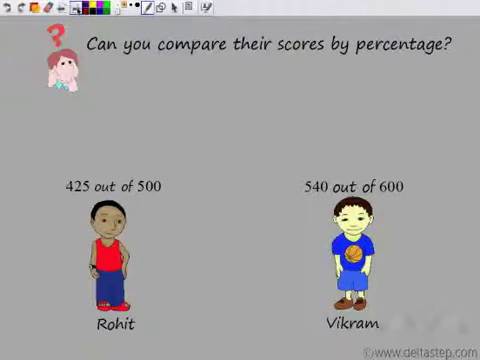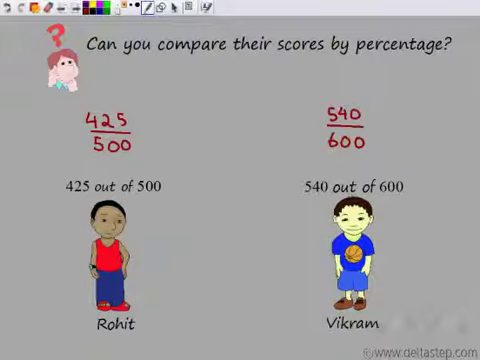By percentage we mean per 100, how much they've scored. We know he scored 425 out of 500, and he has scored 540 out of 600. If I want to find per 100, all I need to do is multiply this by 100, and this also by 100. So this gives me the percentage of both of them.